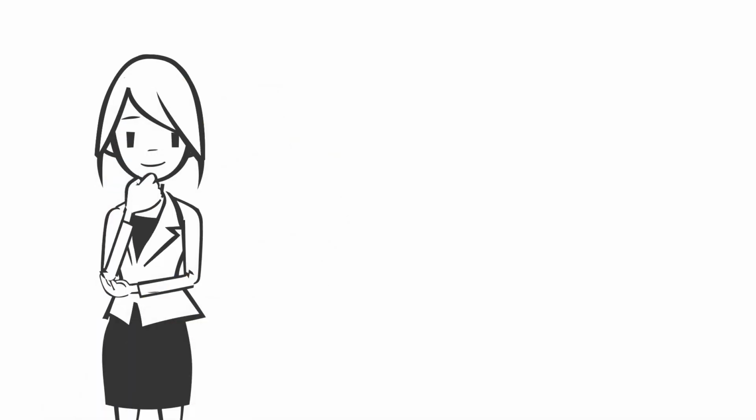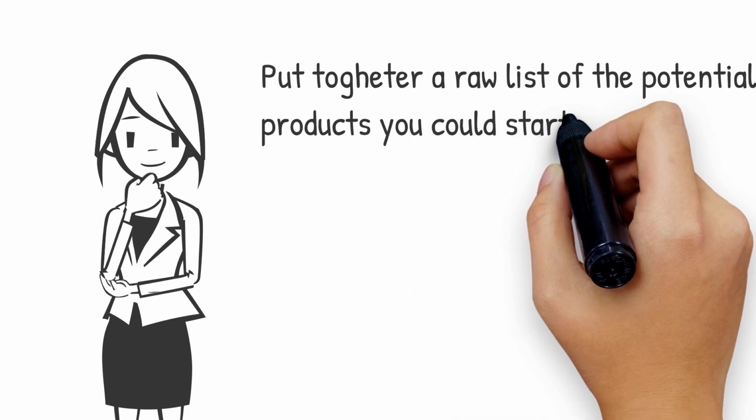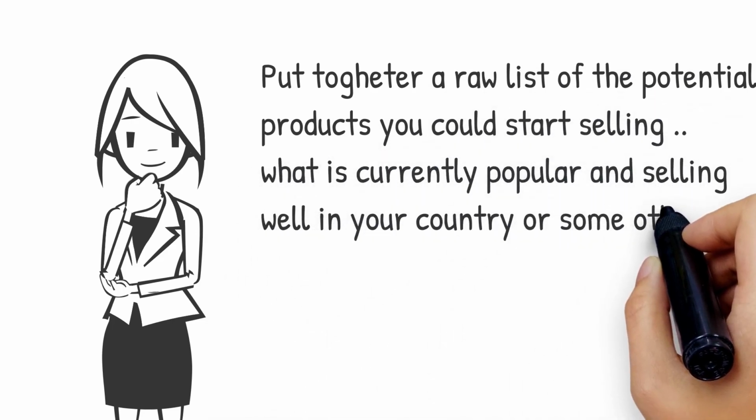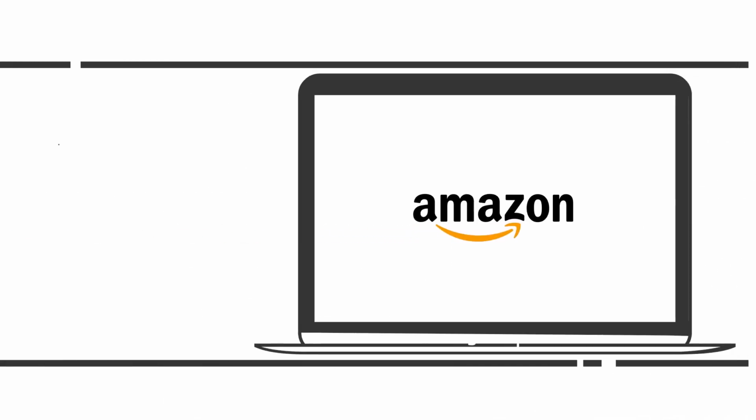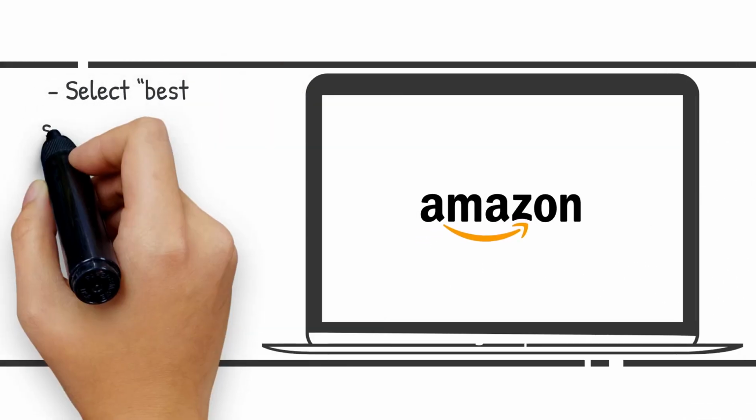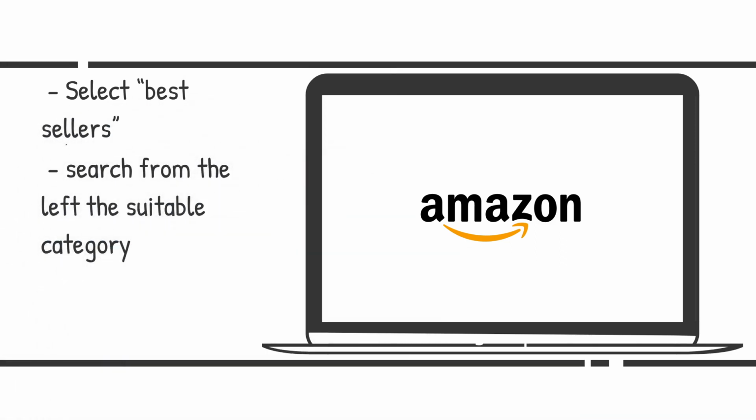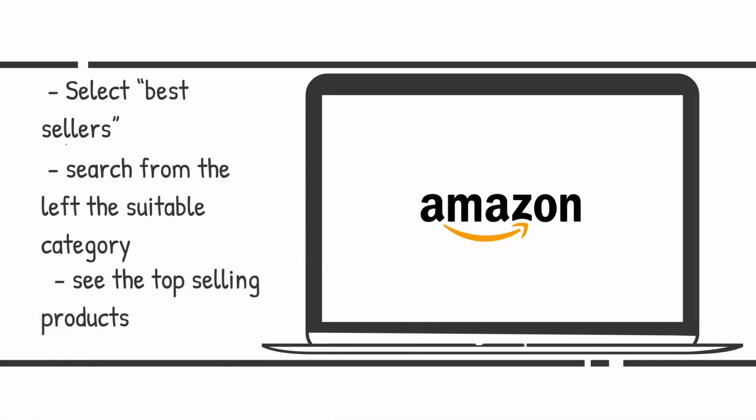First of all, you should put together a raw list of the potential products you could start selling. Think about what is currently popular and selling well in your country or some other countries. Perhaps you see some TV commercial very often. To get more ideas, you can go to Amazon, select best sellers, and search from the left the suitable category for you. Then you can see the top selling products in different categories, which is a good indicator to determine the product demand.